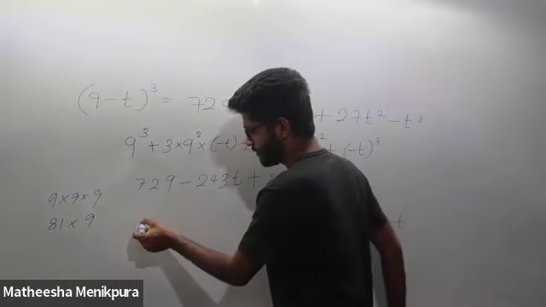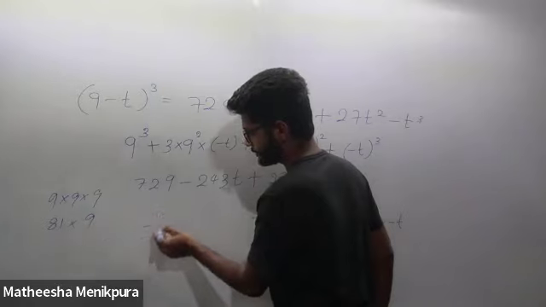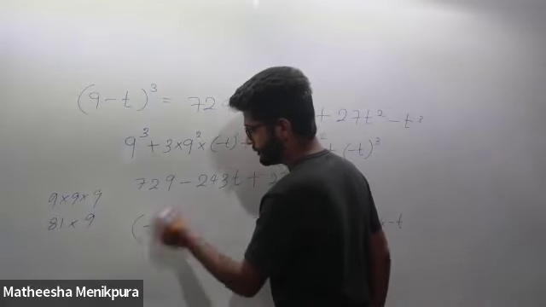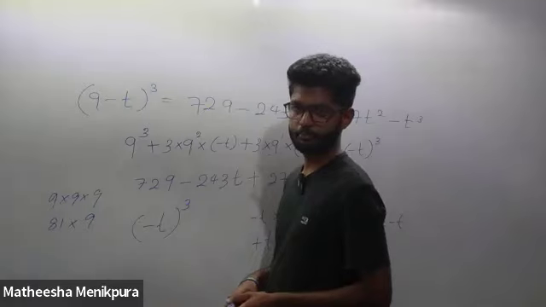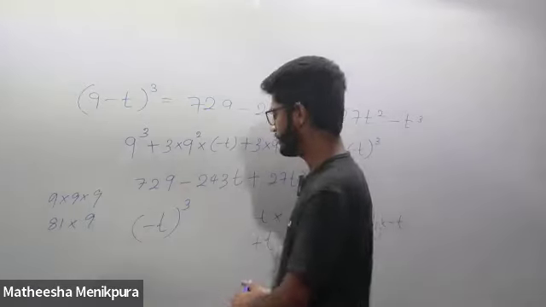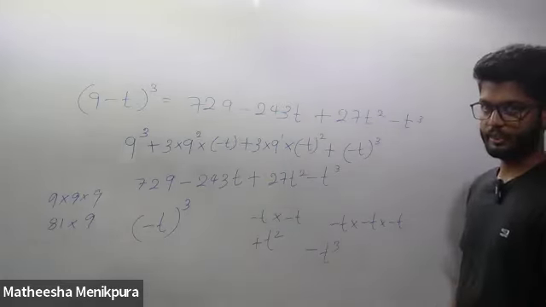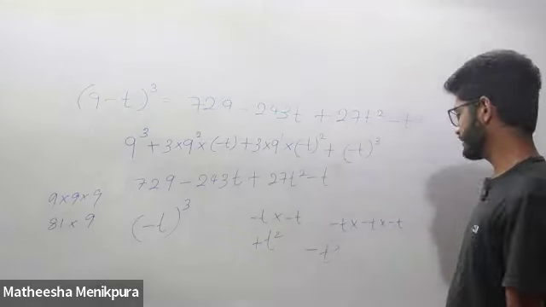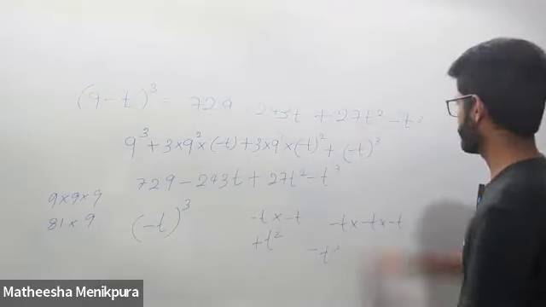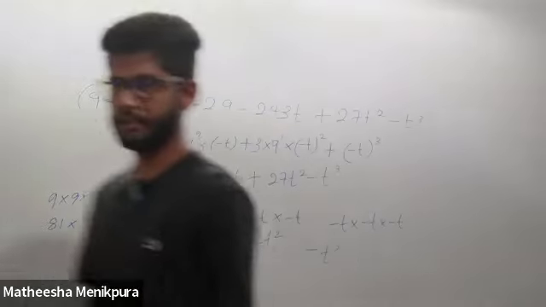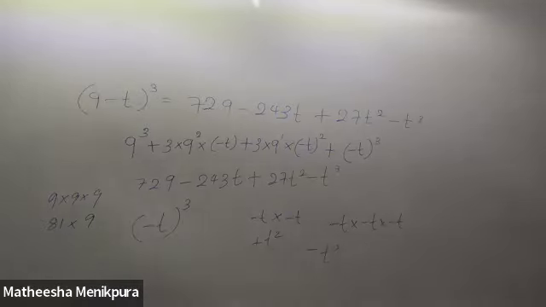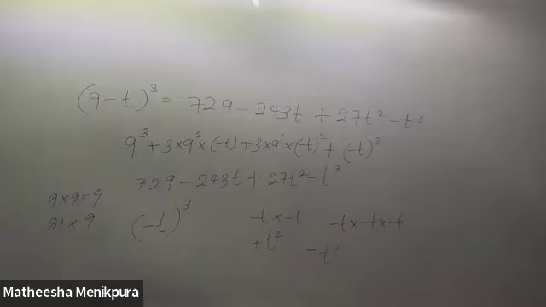When you take the power of a negative base, now minus t is a negative base and the power is an odd number. Negative base and odd number, the answer is negative. No need to keep that in your mind like that. You can just multiply it like this and get the answer. Minus t to the power 3. So that is the correct answer.